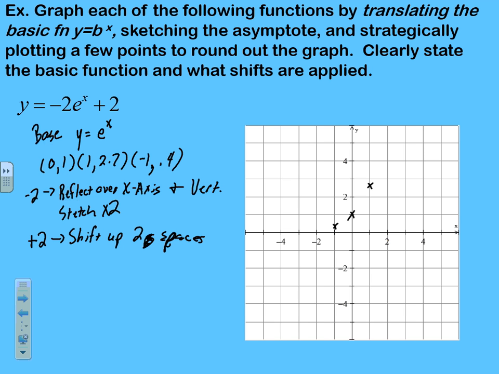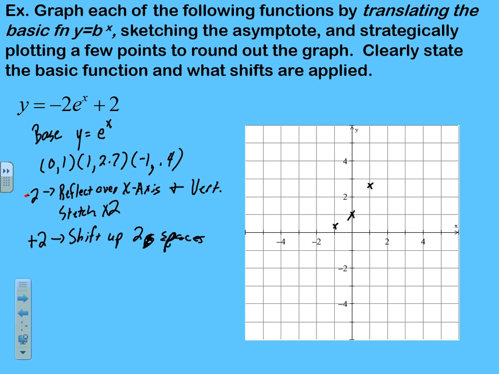Now, all of the transformations that we see in this particular function are affecting a vertical something. We're not doing any horizontal translations at all. We don't have any side-to-side shift. We're not reflecting it over the y-axis. We're not stretching it horizontally. Everything here is being affected to the up and down numbers, to the y numbers.